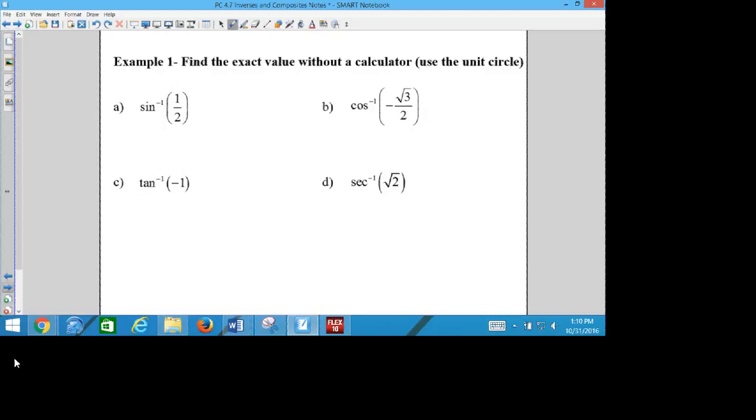Sine inverse of 1/2. That means where is the sine equal to 1/2? So I already have that sine of 30 is 1/2 memorized. But I'm not saying 30 degrees, I'm saying pi over 6. Okay, so sine, the restrictions are here. This is positive pi over 6.